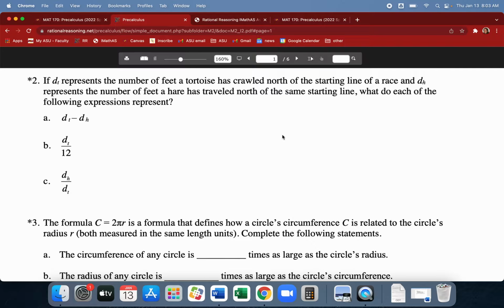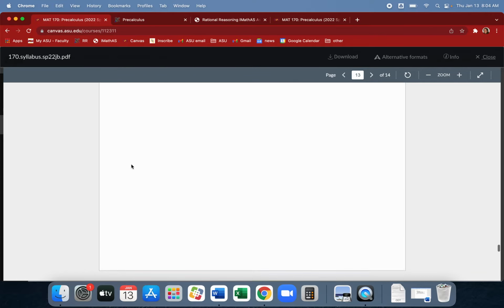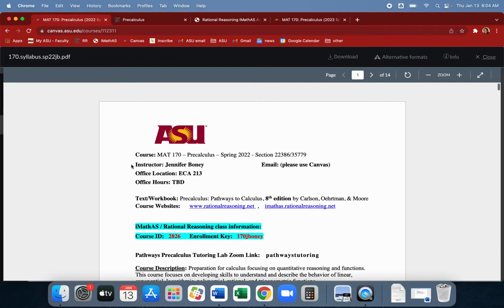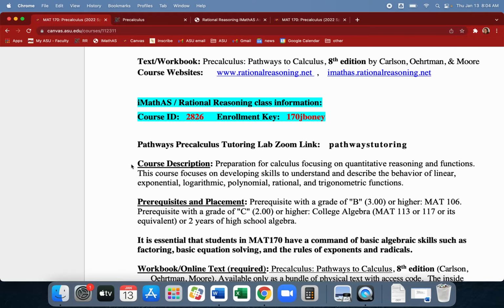And this is module 2. Oh, yeah, sorry, it looks like it expands, but it doesn't. And then it's investigation 2. Oh, let's see. Okay, so this course enrollment key, that's in the syllabus. I don't remember what it is off the top of my head. Hold on just a sec. I'll put that back up in a second. If you're trying to enroll, the course ID is 2826.